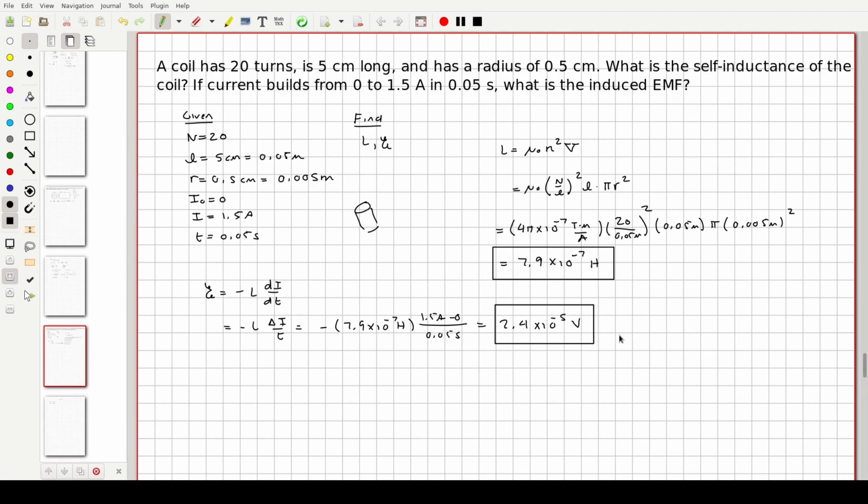So there you go. Pretty simple example. And in the next video, what I want to do is to talk about the energy stored inside a coil, and also talk about what happens when you start using inductors in circuits in combination with other components, like, for example, capacitors and resistors. And I'll see you then.